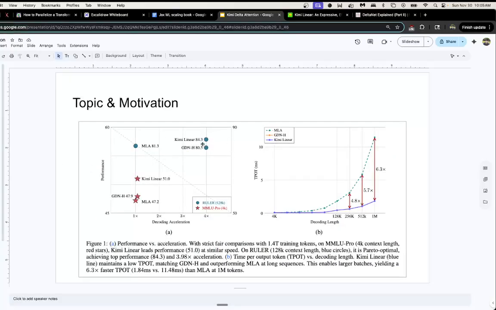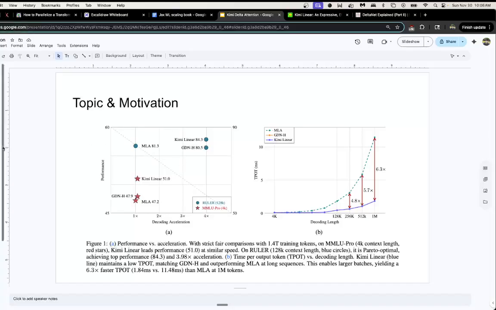You can see Kimi Linear on the 128K context length eval here, and then also Kimi Linear right here for the 4K MMLU eval. And then you can see the decoding throughput increase, up to 6.3x when hitting 1 mil context length. So that's kind of the motivation. Very good performance, both on the actual execution performance, and then also on the evaluation performance.